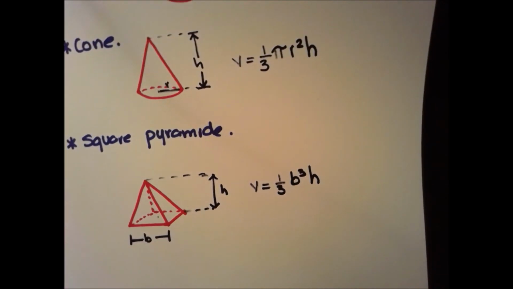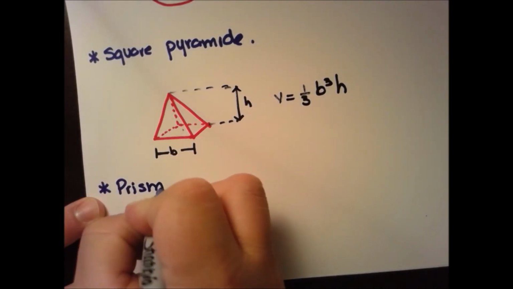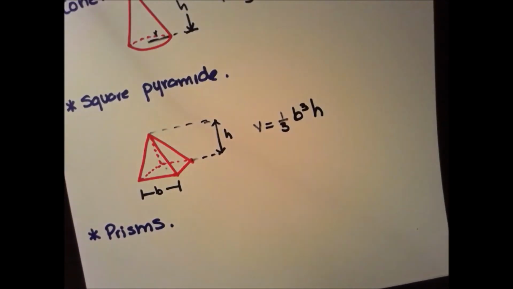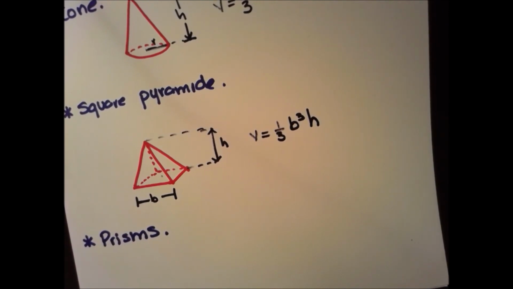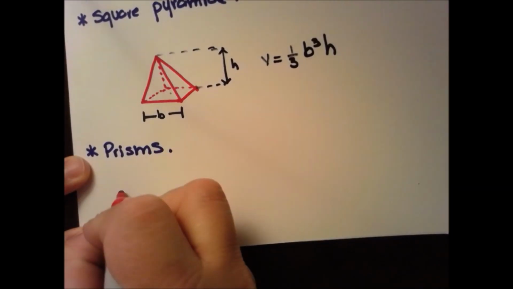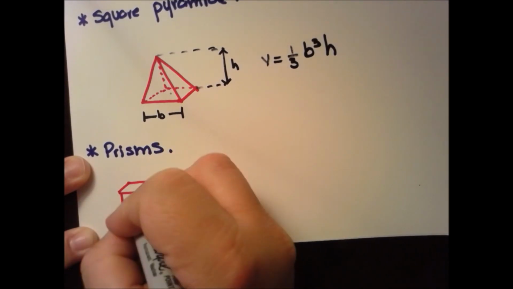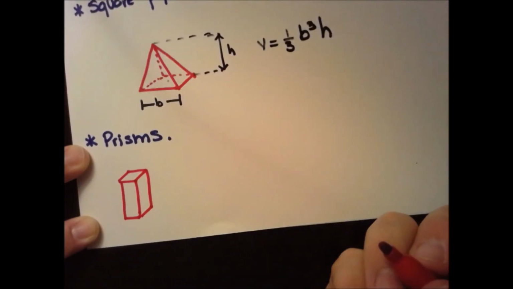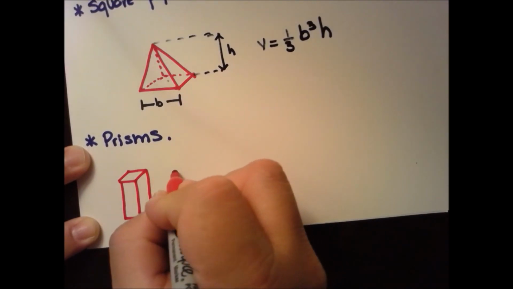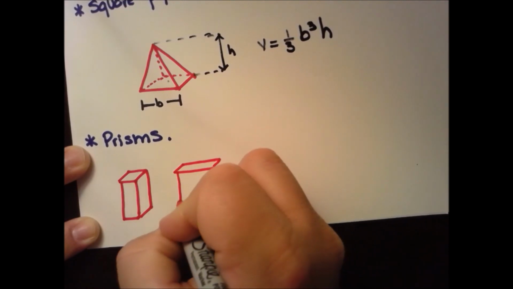And finally, we're going to see the prisms. Okay, there exist different kinds of prisms. For example, I can take a square, and then I'm going to have a square prism. Or maybe instead of a square, it could be a rectangular prism, something like that.